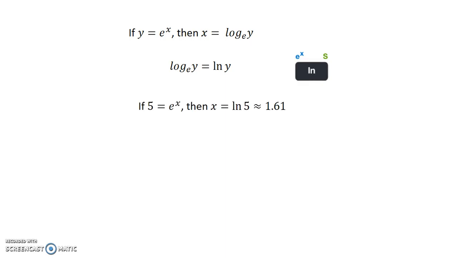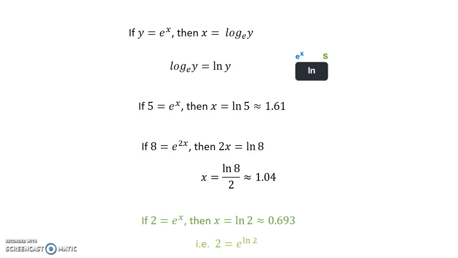So if 5 equals e to the x, then x equals ln 5. Log to base e of 5, so ln 5. And check that in your calculator. Same if 8 equals e to the 2x, then 2x equals ln 8, and x equals ln 8 divided by 2. Check it in your calculator, get 1.04. Just repeat the same thing with 2 because we're going to use this later. So if 2 equals e to the x, then x equals ln 2.